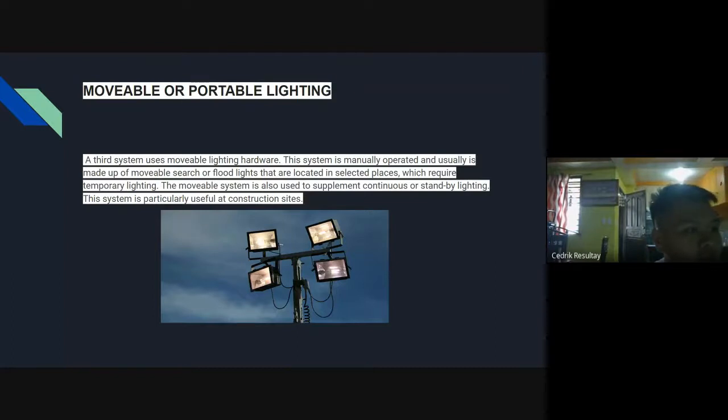Movable or portable lighting. The third system uses movable lighting hardware. This system is manually operated and usually is made up of movable search or floodlights that are located in selected places, which require temporary lighting. The movable system is also used to supplement continuous or standby lighting. This system is particularly used at construction sites.